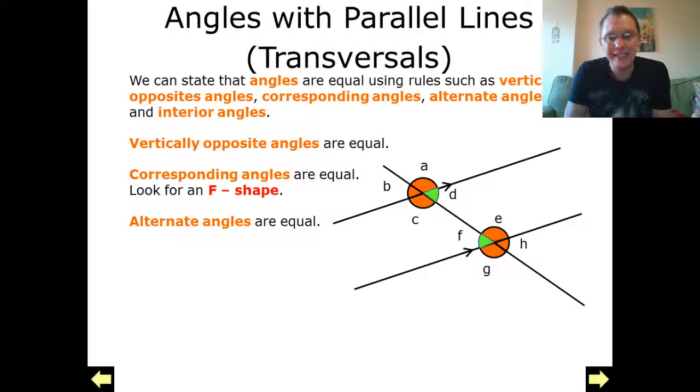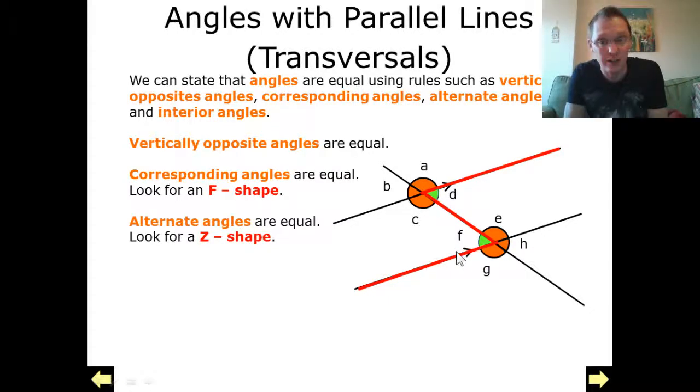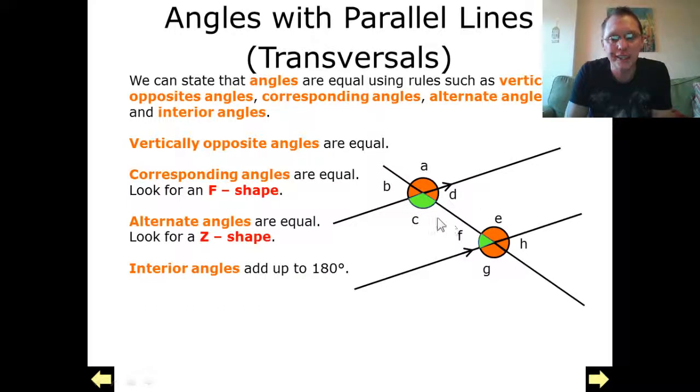Here we've got angle D is equal to angle F, because if we see, we can create a Z shape. Some of you may know this as a Z angle. Inside the stems of the Z, these two angles are going to be equal. Here, angle C and angle F are going to add up to 180 degrees. And these are called interior angles. Some of you may know this as the C angle or the U angle, depending on who's actually teaching you.